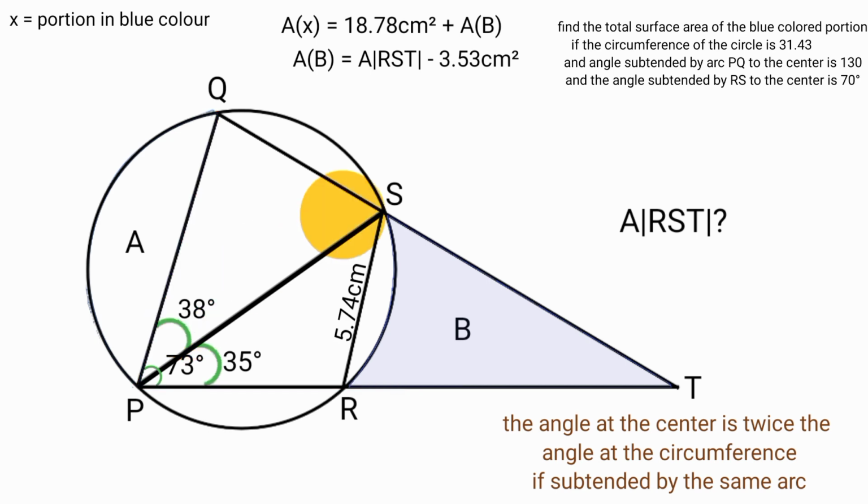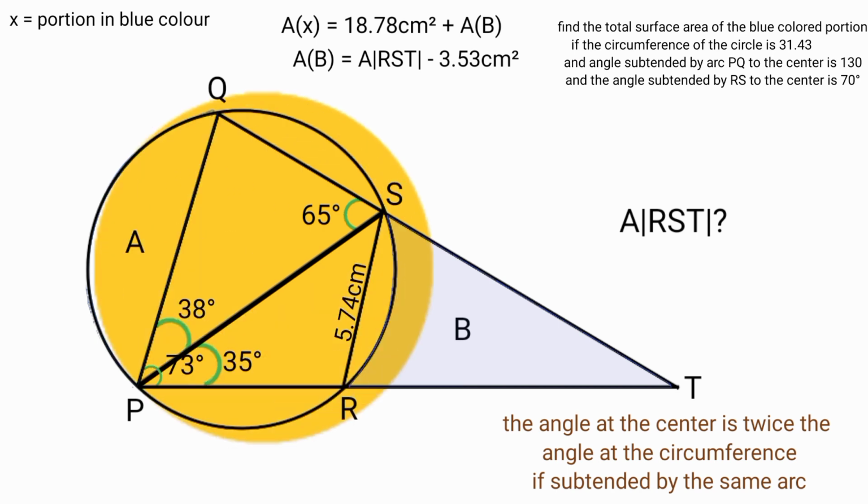So if you look here also, this angle is subtended by this arc PQ here, and we have the angle subtended by the arc to the center to be 130 degrees. So applying this rule here, this must be half of 130 degrees, which is 65 degrees.